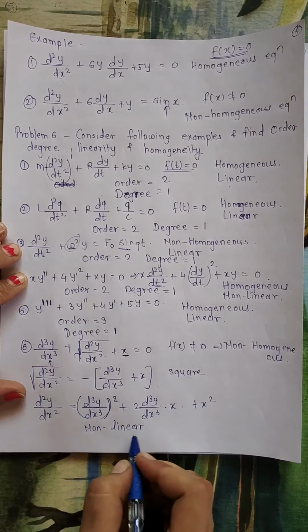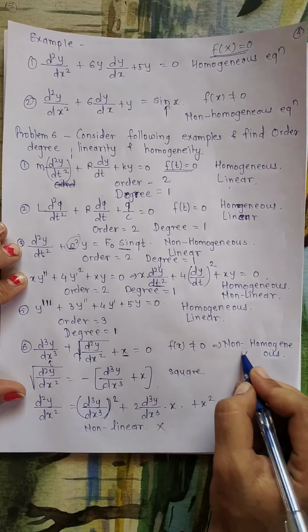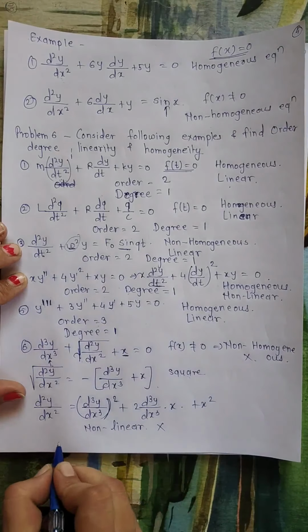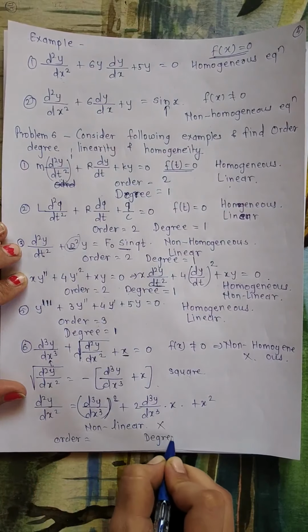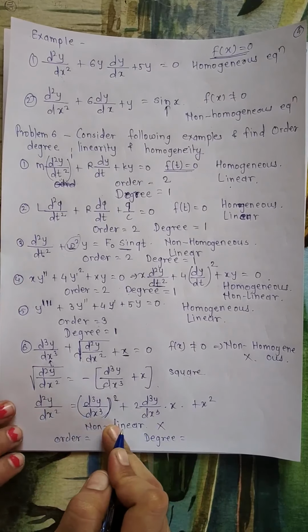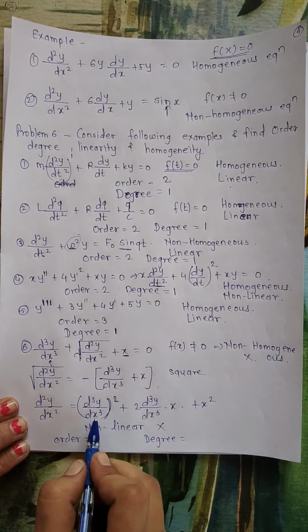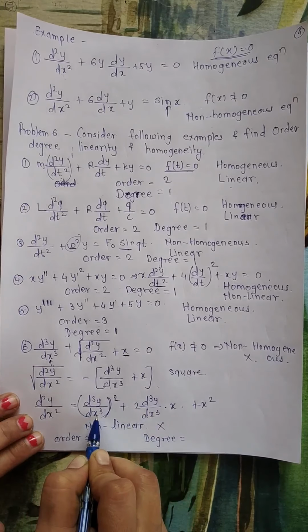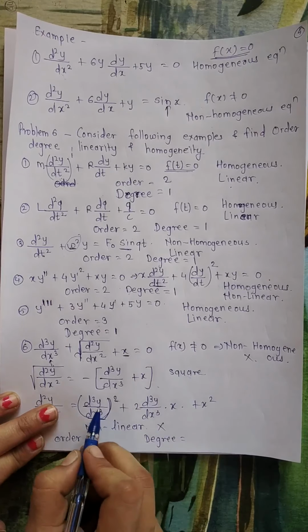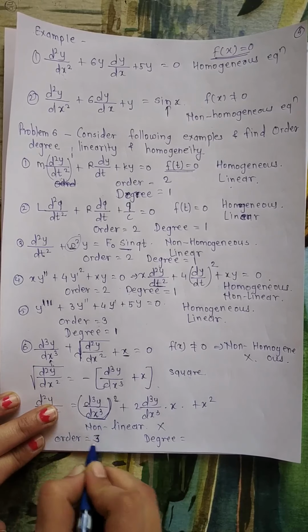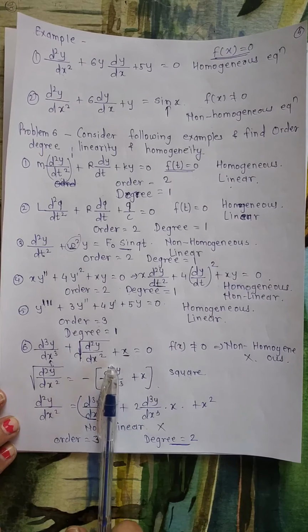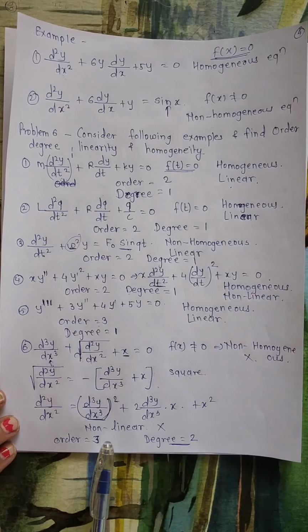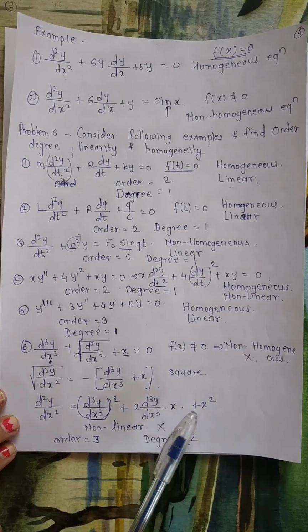So linearity is not satisfied, and homogeneity is also not satisfied. Now what will be the order and degree of this differential equation? The order is that of the highest order term, which is the cube term. So this term defines the order, that is the third order derivative, and its power is 2. This means the degree of this equation is 2. So this equation is a non-homogeneous and non-linear differential equation of order 3, which has degree 2.